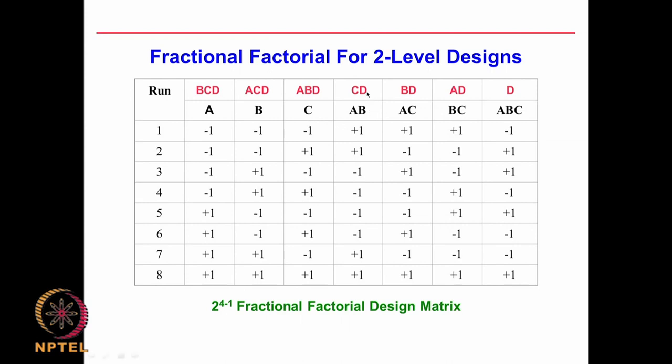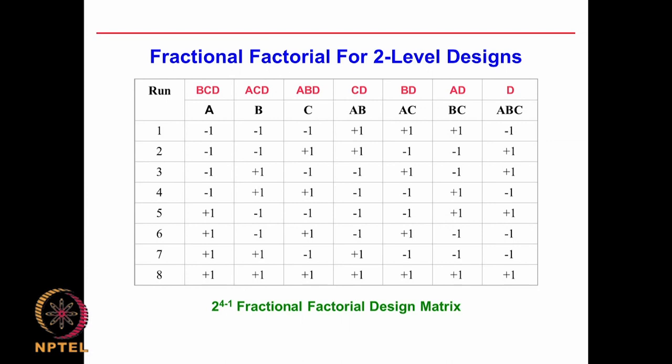AB will look like CD, AC will look like BD, BC will look like AD. So, I will not be able to differentiate between AB and CD. I will not be able to differentiate AC and BD. I will not be able to differentiate BC and AD. And of course, I will not be able to differentiate D against ABC. So, I will not be able to differentiate A against BCD, B against ACD, C against ABD.